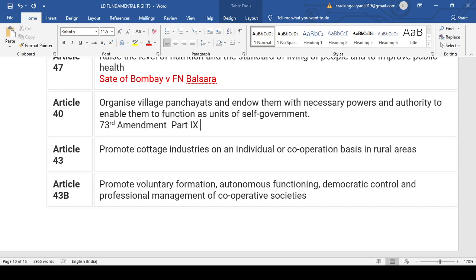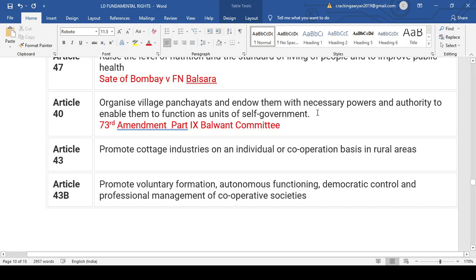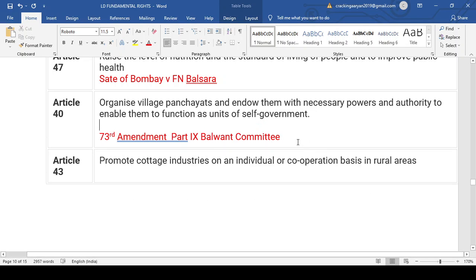And just for your knowledge, not so much important, but it is important. The Panchayati Raj system is the recommendation of the Balwant Rai Mehta committee. The Balwant committee recommended the Panchayati Raj system. So you should know this. See, law is same as your current affairs for CLAT. It is an ocean. How deep you go is the important thing, right? The deeper you go, the more information you will get. So 40 is village panchayat, 73rd amendment, Part 9, and the Balwant Rai Mehta committee suggested the Panchayati Raj.